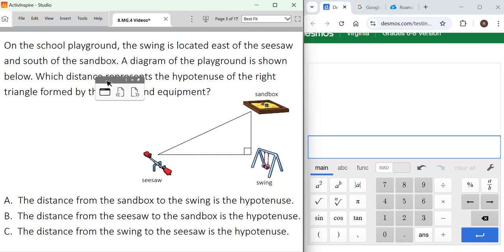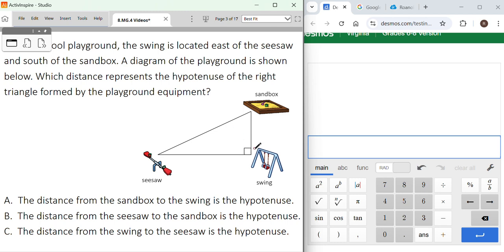Now we have this one. It says, on the school playground, the swing set is east of the seesaw and south of the sandbox. A diagram of the playground is shown below. Which distance represents the hypotenuse of the right triangle formed by the playground equipment?